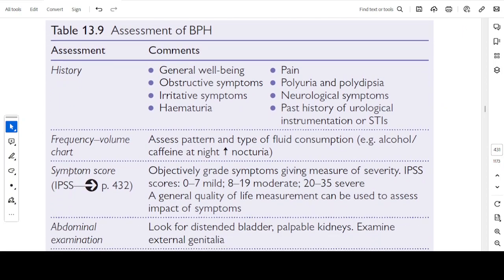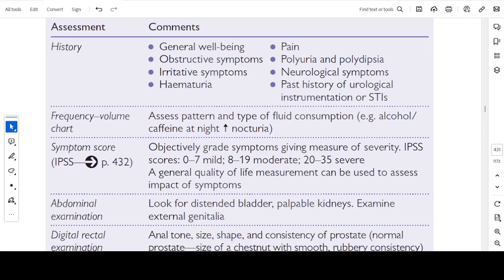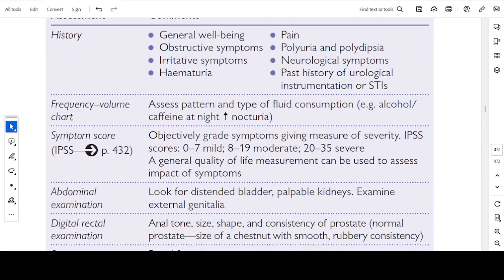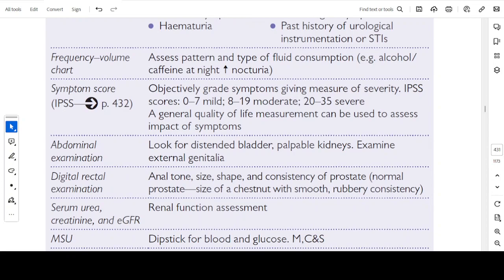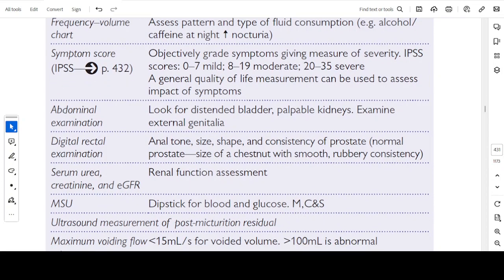Assessment of BPH. History: general well-being, obstructive symptoms, irritative symptoms, hematuria, pain, polyuria and polydipsia, neurological symptoms, past history of urological instrumentation or STIs. Frequency volume chart: assess the pattern and type of fluid consumption, for example alcohol or caffeine at night, or increased nocturia. Symptom score: objectively grade the symptoms, measure the severity.